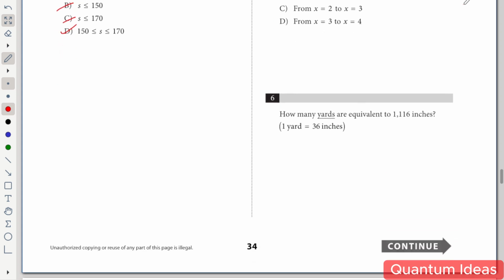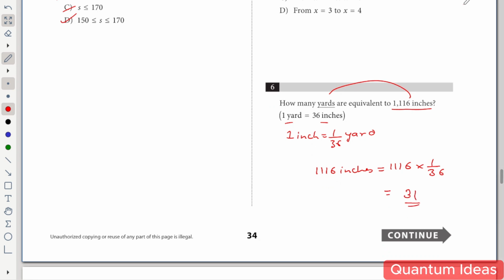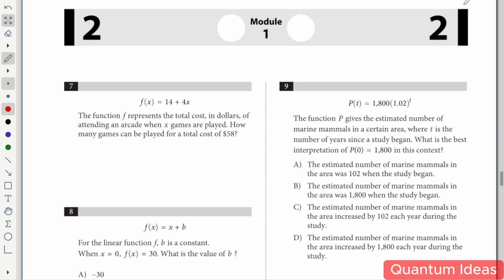How many yards are equivalent to this many inches? One yard is this many inches, which means we have to convert inches into yards. That means we have to find the value of 1 inch. From here we can simply use the unitary method. 1 inch equals 1 by 36 yard. So 1116 inches equals 1116 times 1 by 36 yard. If you solve this, you will get 31 yards as your answer. Let's move to number 7.